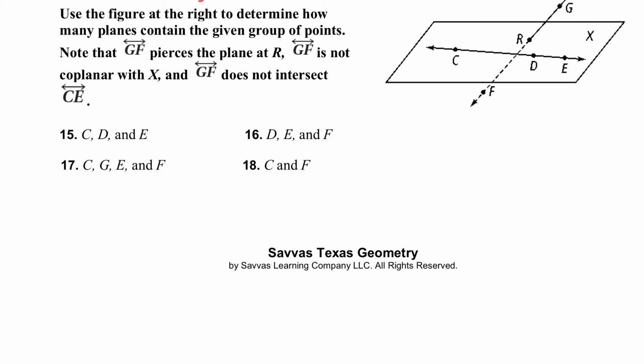For the bottom, it says use a figure at the right to determine how many planes contain the given points. Note that line GF pierces the plane at R, and line GF is not coplanar with X, and line GF does not intersect CE. So we're talking about C, D, and E. Actually, they're collinear, so it would intersect many planes just because they're collinear. So you've got to remember that.